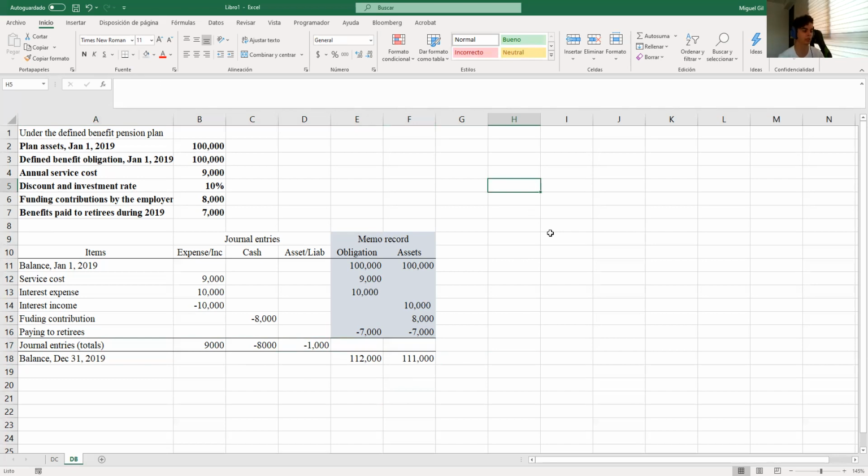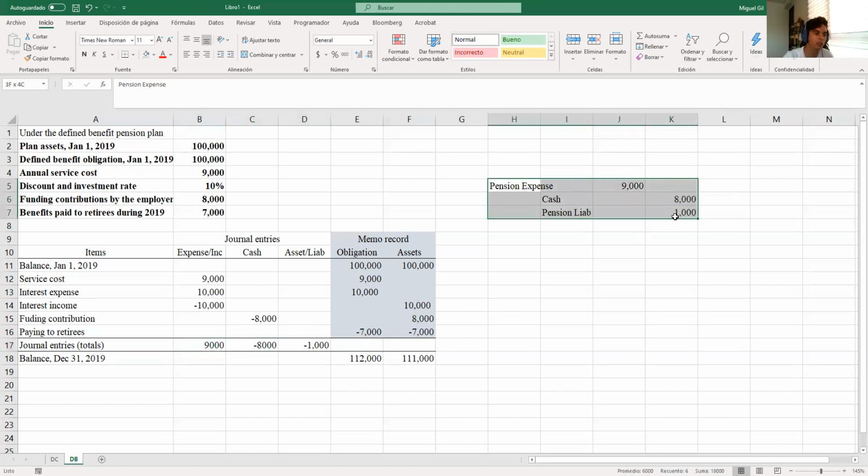The journal entry will look like this. It will be an expense of 9,000, a pension expense, you can call it like that, of 9,000. And then on the right, you will write cash, 8,000, because you are reducing the cash. And in here, you are going to register a liability, a pension liability, of 1,000 to reflect this, okay?